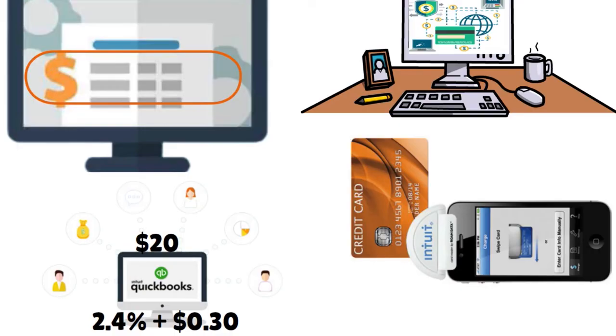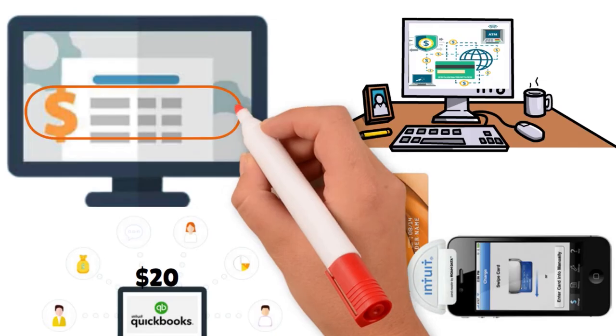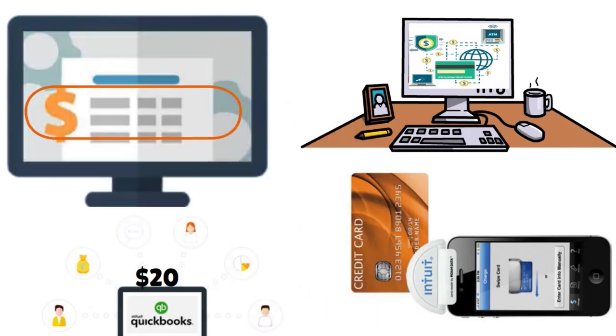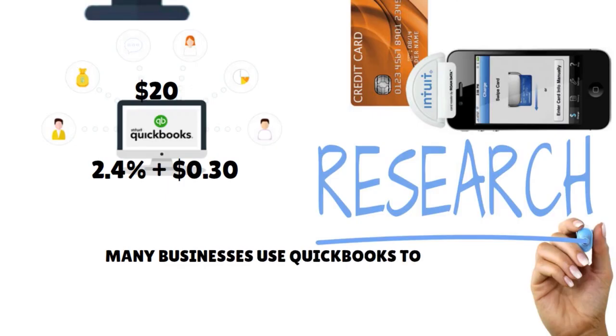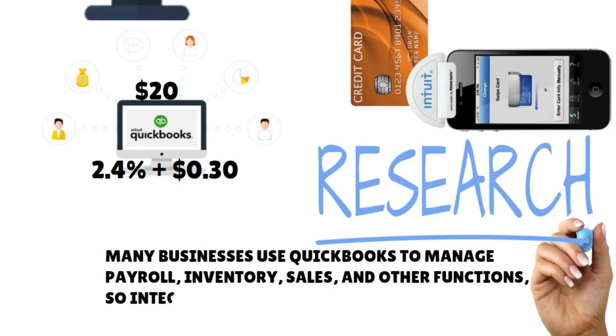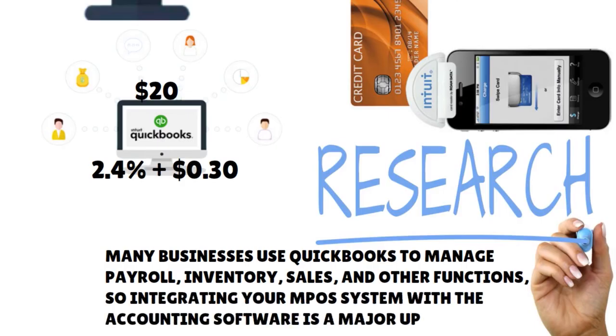The greatest advantage to the GoPayment reader and app is its full integration with Intuit's QuickBooks software. If you're a user already, you would appreciate that integration. What we've seen in our research is that many businesses use QuickBooks to manage payroll, inventory, sales, and other functions. So integrating your MPOS system with the accounting software is a major upside.